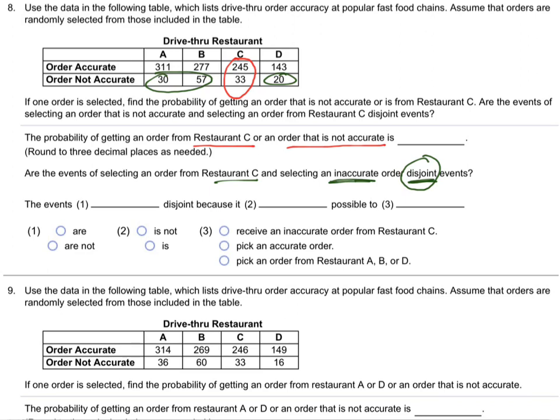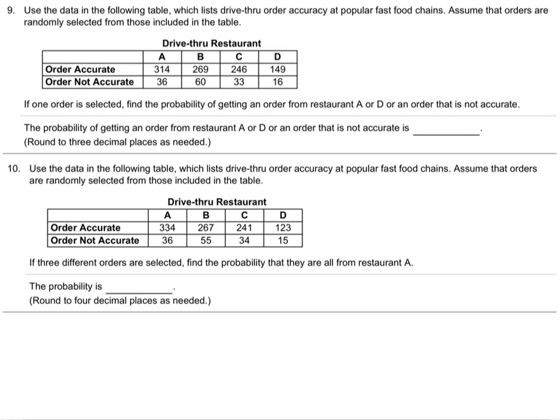What do you think? So now, are those disconnected so they could never both happen at the same time? No, you can have that happen at the same time, huh? We good there? So they're not disjoint. You could have restaurant C and an inaccurate order from restaurant C. In fact, 33 people had that, huh? An inaccurate order from restaurant C. So it's not disjoint. All right, I'm going to move on. Let me know if you want me to slow down and talk more about it.